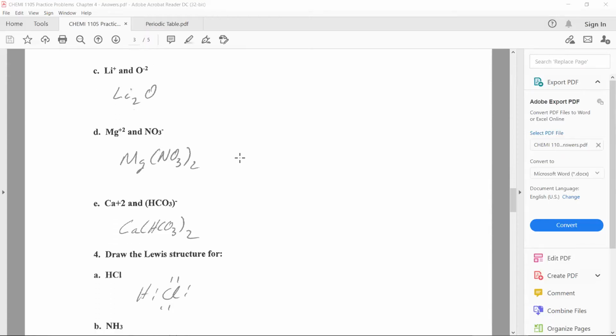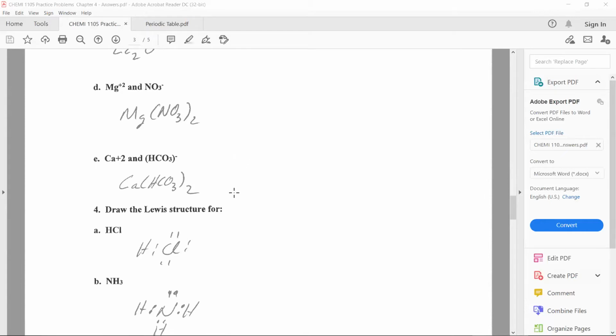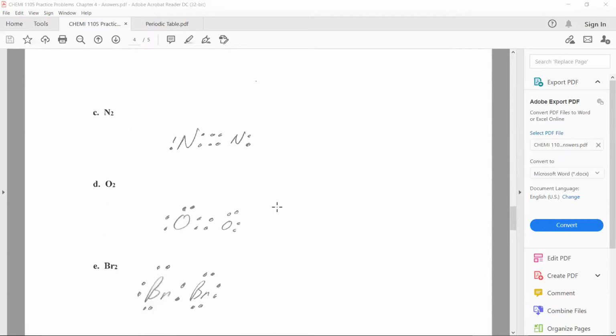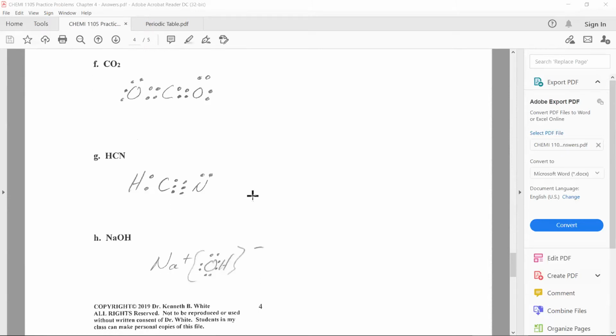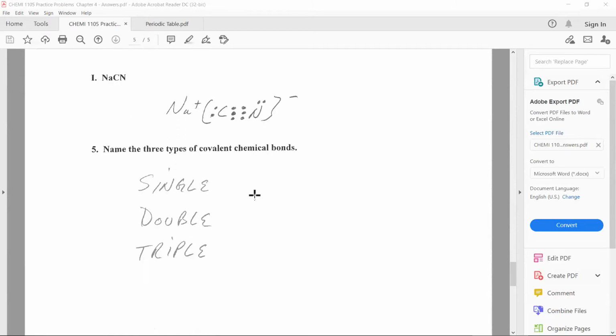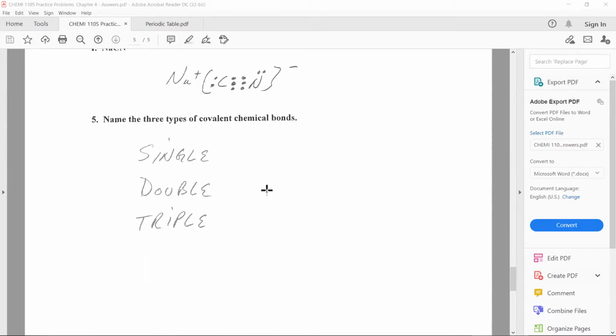All right, next, draw the Lewis structure for the following molecules. But before we do that, a couple things. First of all, you should know what is an ionic bond. An ionic bond, go back and look at my slides for this chapter, is a transfer of one or more electrons from one atom or group of atoms to another atom or group of atoms.